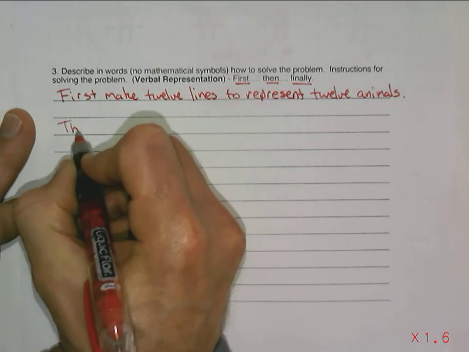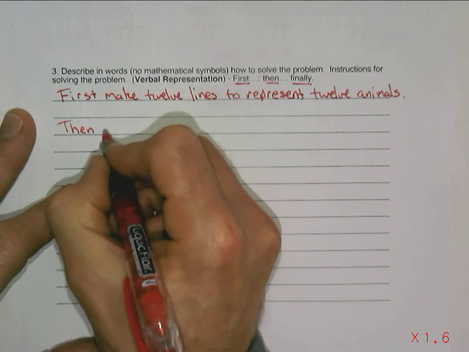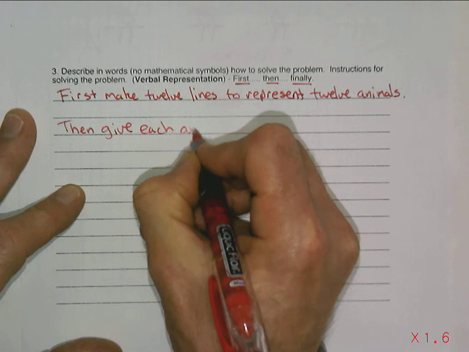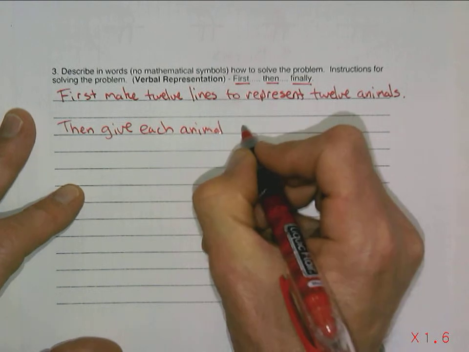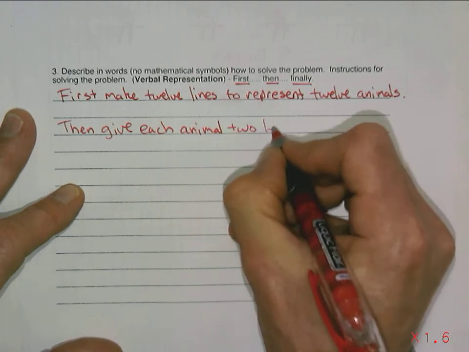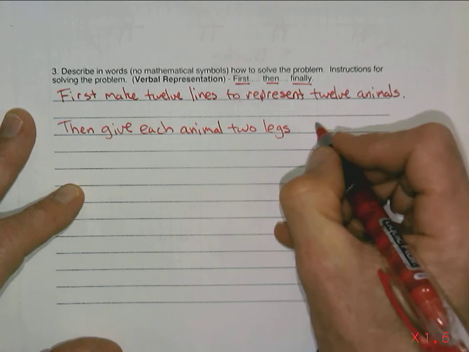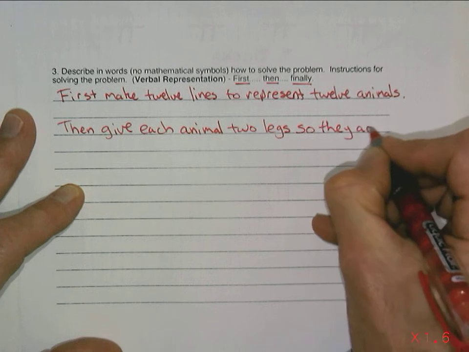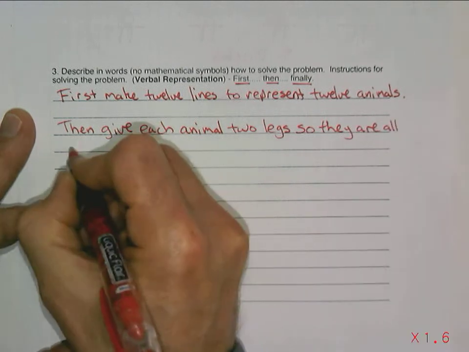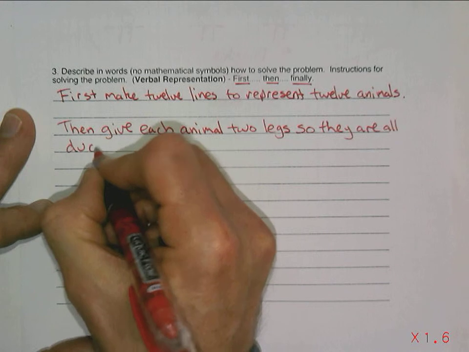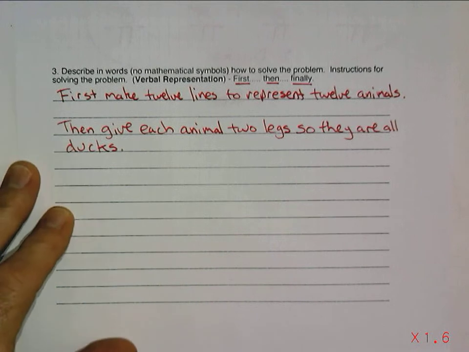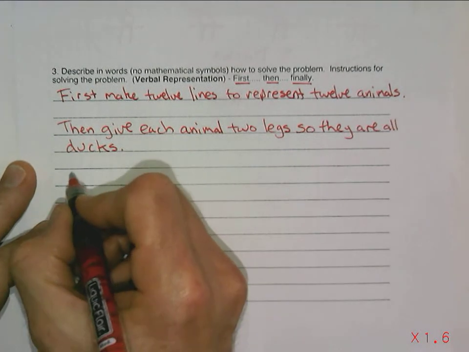And then next, then give each animal 2 legs, so they are all ducks. So I'm starting out with this idea that I'm just going to start with all ducks. Ducks have 2 legs, but I know that didn't use up all the legs.